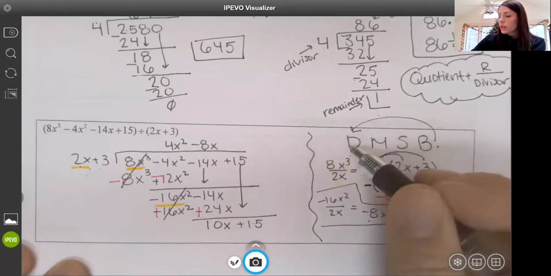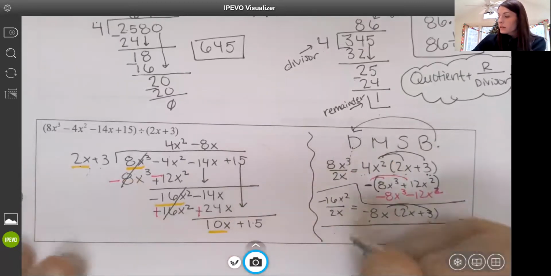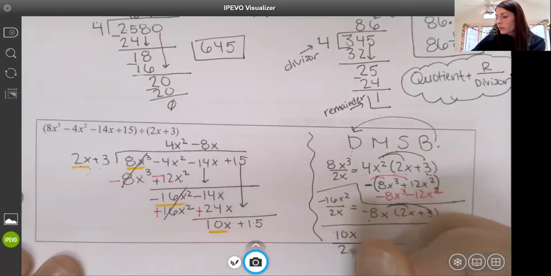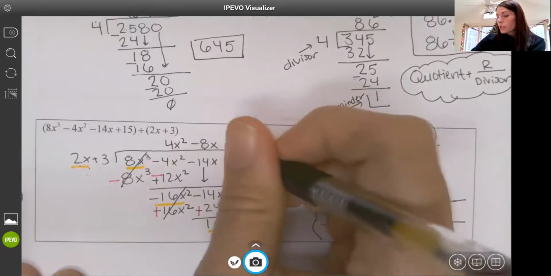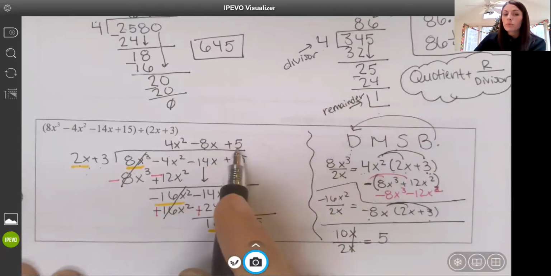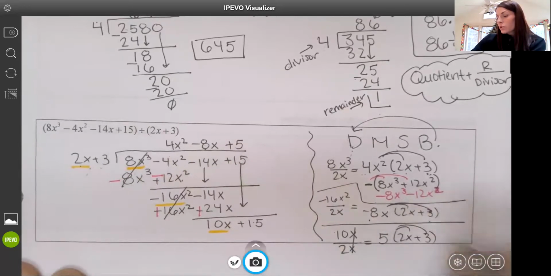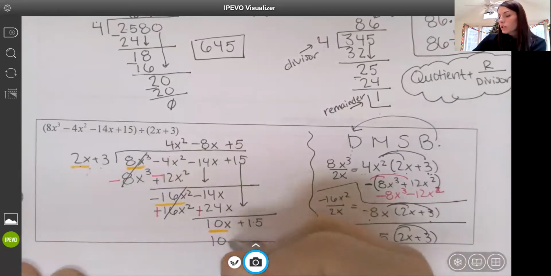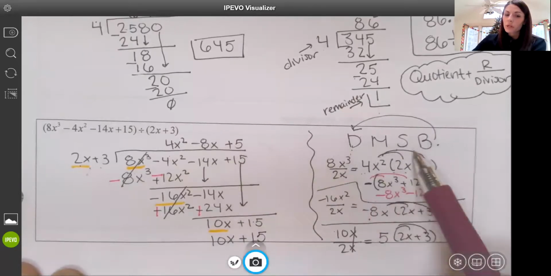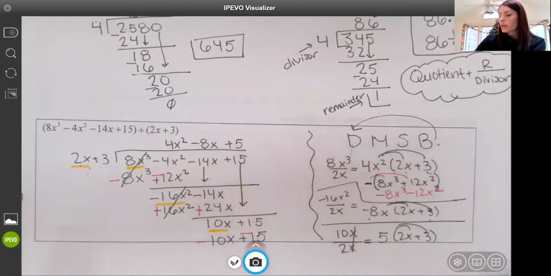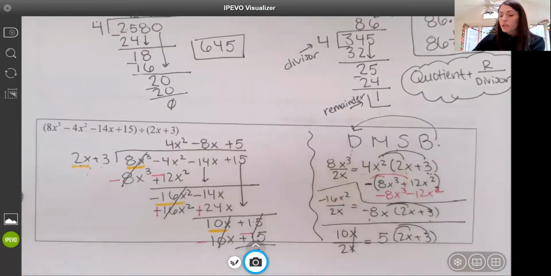I just brought down, so I go back to divide. I'm now looking at 10x as my first term. Divide by the first term out front. The x is canceled. 10 divided by 2 is 5. +5 is the next term in my quotient. Take this 5, and it's going to get multiplied through 2x plus 3, which would give me 10x plus 15. So I divided, multiplied, subtracted, changing all signs. And now I'm at the end. In this case, no remainder, everything canceled out.